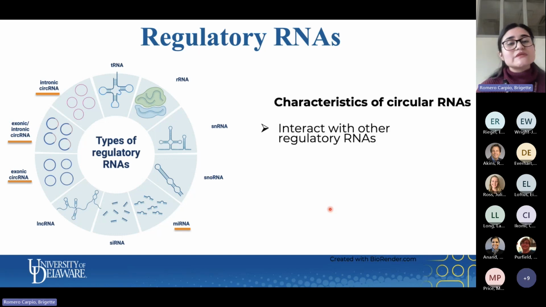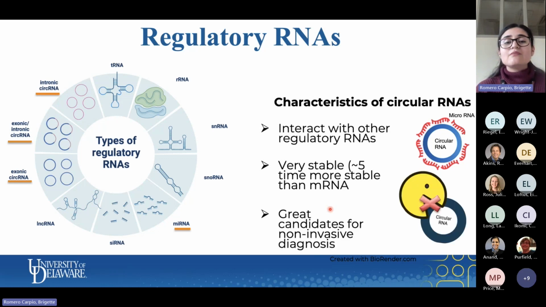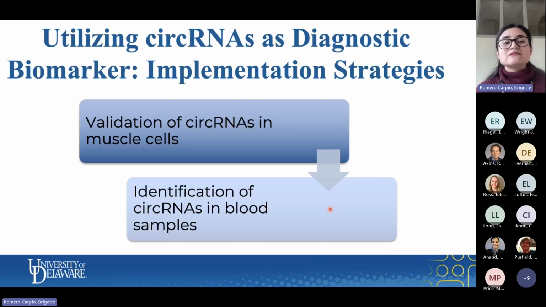Circular RNAs are the most recently recognized and least studied member of the regulatory RNA family. They are known to interact with other regulatory RNAs. Particularly, they sponge microRNAs and prevent them from binding to other targets within the cell. Because of the circular structure, they are pretty stable, around 5 times more stable than mRNA, and they have become great candidates for non-invasive diagnosis. In the coming slides, I will be explaining how we could use circular RNAs as diagnostic biomarkers.